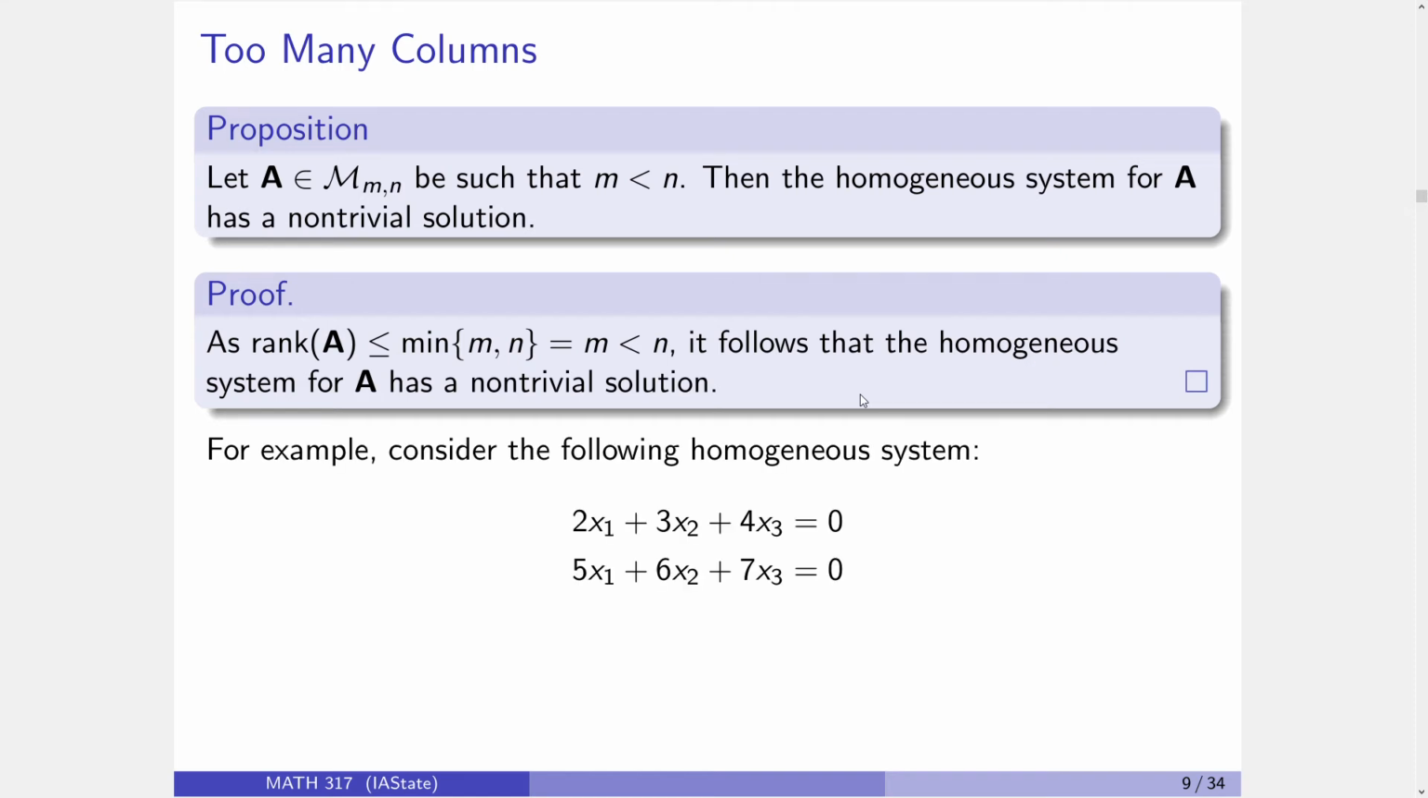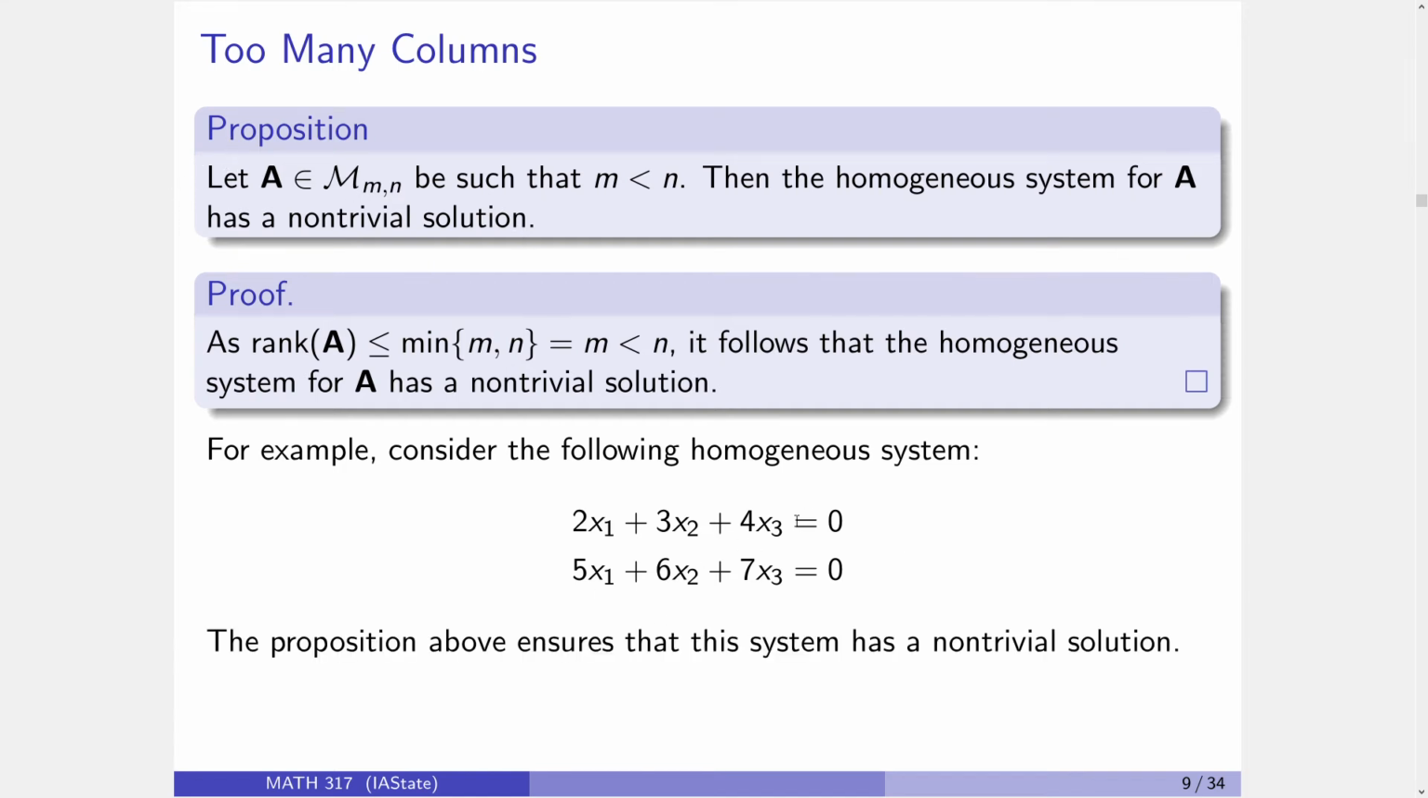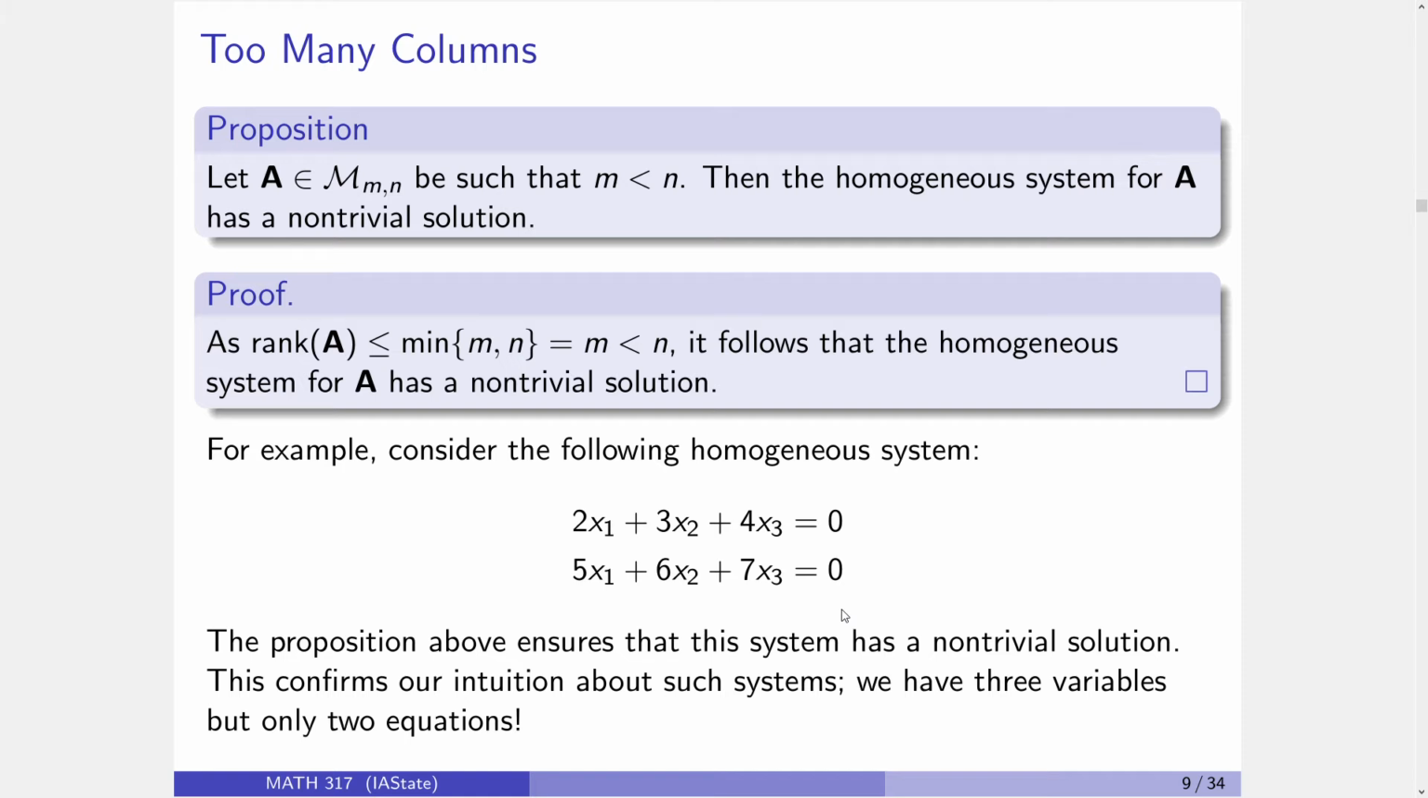And as an example of this, here you go. Here is a system with 2 rows but 3 columns. So by this proposition, we now know that this has a non-trivial solution. The number of rows is insufficient, and that makes complete and utter sense because there are 3 variables and 2 equations. I can't solve for those 3. I don't have enough equations to help me solve. So if you don't have enough equations, you cannot solve.